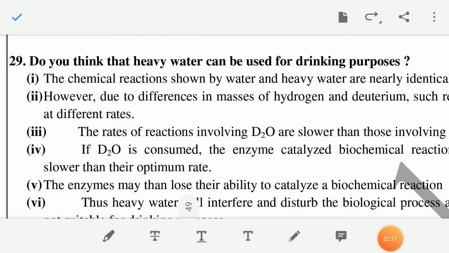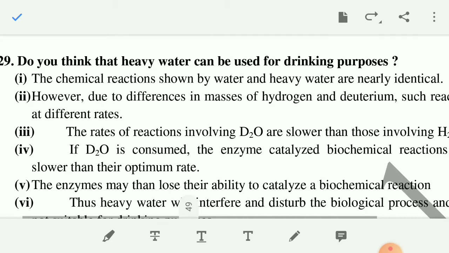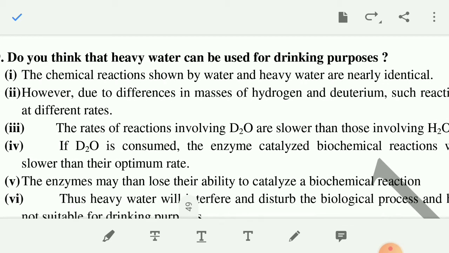The next question: do you think that heavy water can be used for drinking purpose? The chemical reactions shown by water and heavy water are nearly identical. Heavy water means D2O, water means H2O. However, due to the difference in mass of hydrogen and deuterium, the masses are different, so the rates of such reactions are also different.